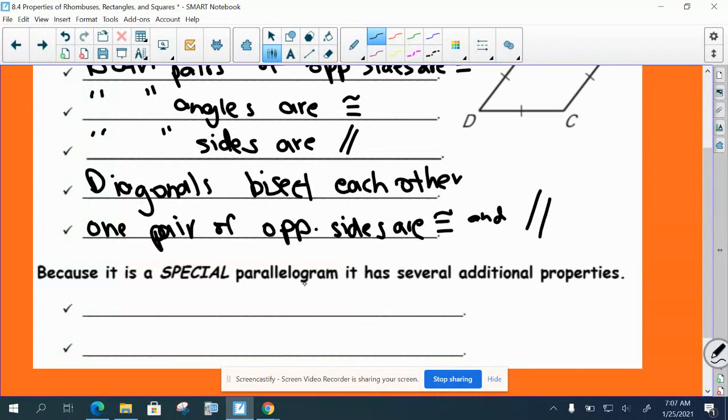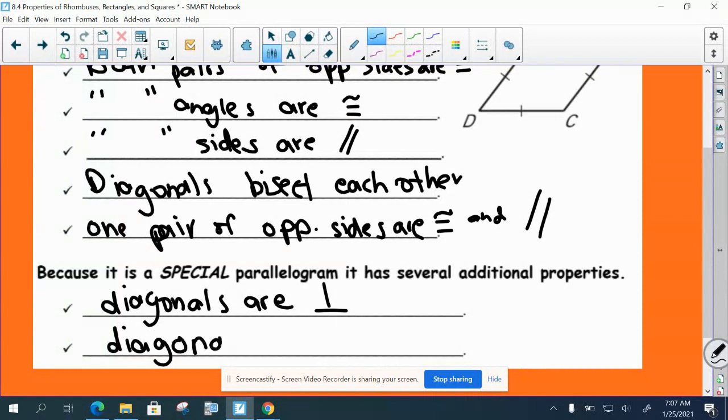So there are other special properties of the rhombus. Because it's a special parallelogram, the diagonals are perpendicular, and diagonals are angle bisectors. This is not always true with the regular parallelogram.